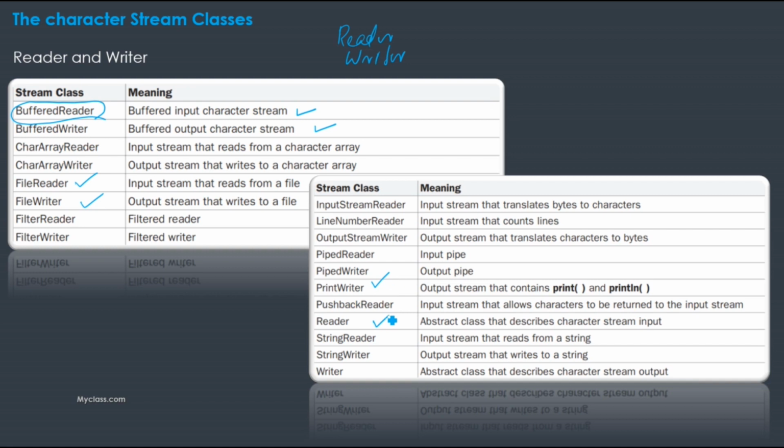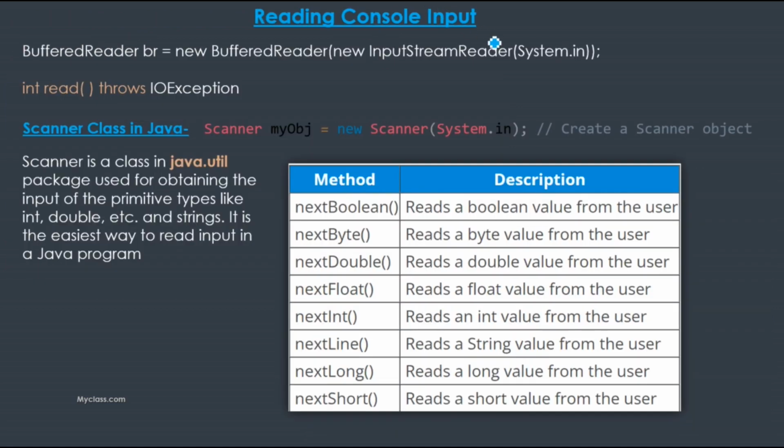Reader is an abstract class. We also know Writer is also an abstract class that describes character stream output. StringReader is for string reading. StringWriter is an output stream that writes to a string. These are the common classes under character streams. So the abstract classes are Reader and Writer. Next is reading console input. How we can read console input in a console program.